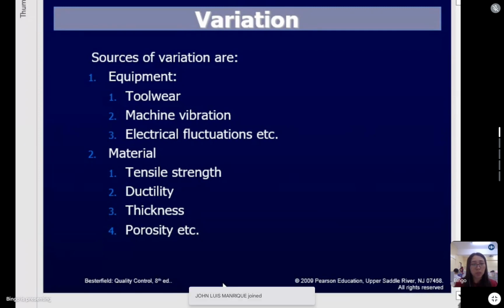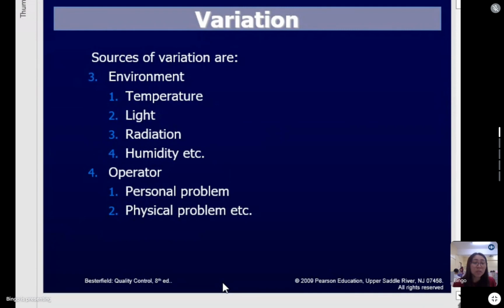Elasticity, porosity, compressibility, malleability. Okay, so yung mga characteristics ng materials that could be. Another for environment, we can consider the temperature.